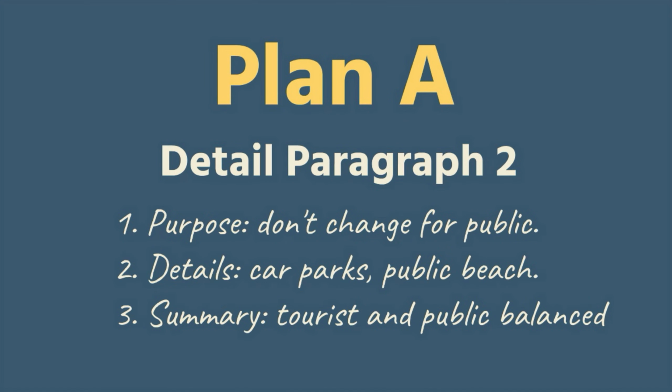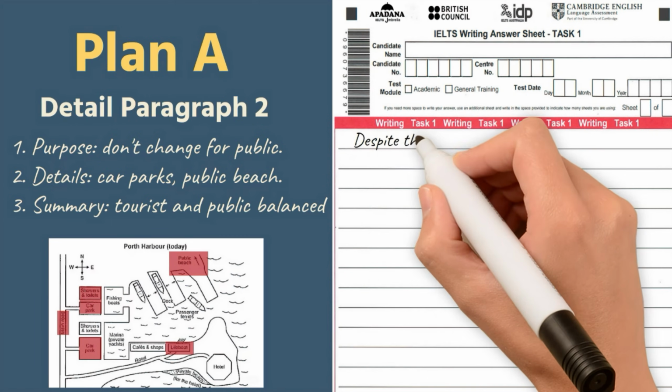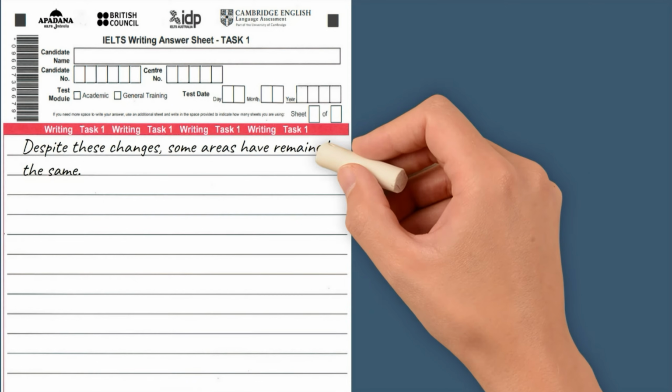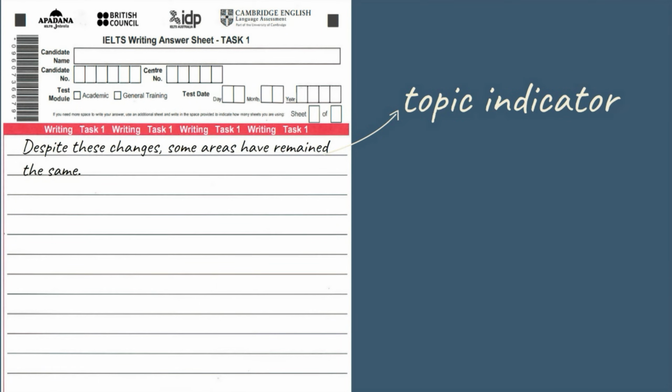Detail paragraph 2, sentence 1. Despite these changes, some areas have remained the same. This is the topic sentence, to indicate to the reader what will be discussed in this paragraph.